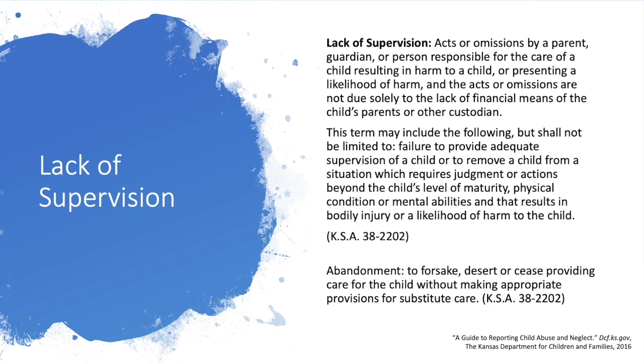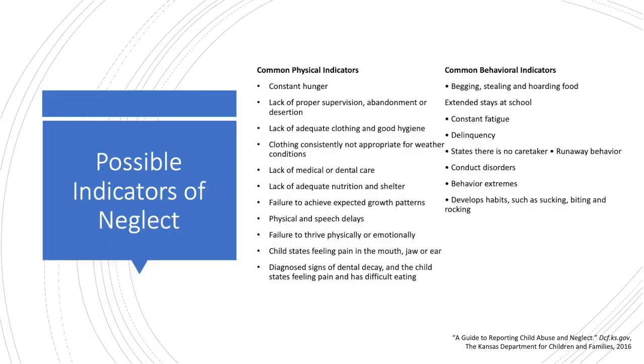Note, for each type of neglect, there is emphasis placed on differentiating between neglect and lack of financial means. Poverty is not equal to neglect. Possible indicators of neglect: note, both physical and behavioral indicators are present for neglect, as they were for physical, sexual, and emotional abuse.